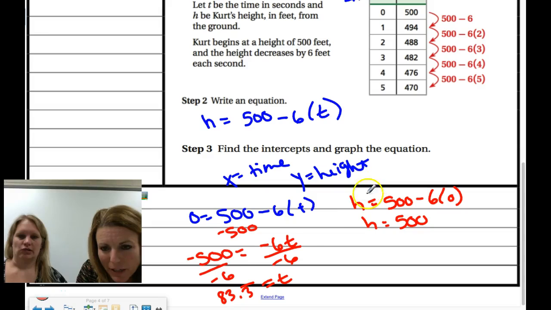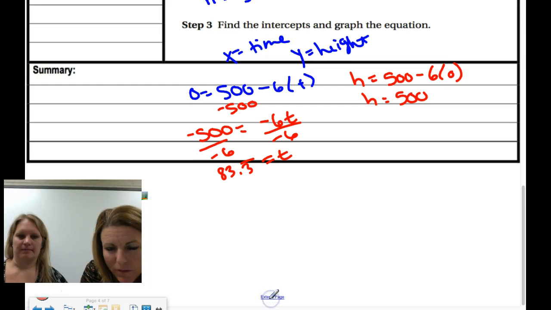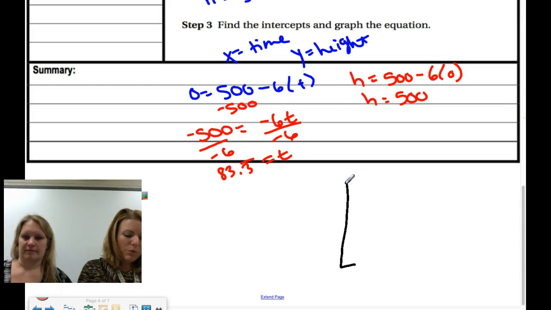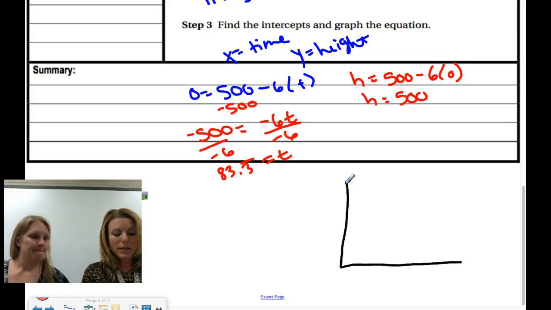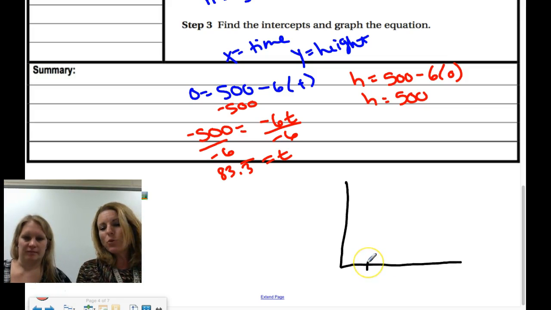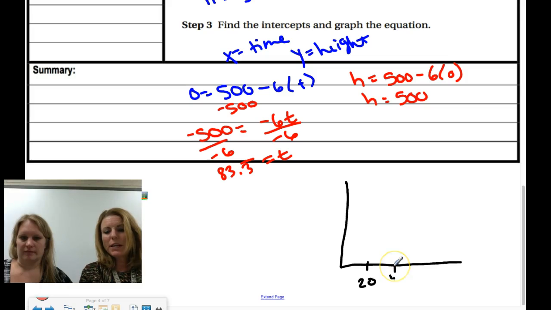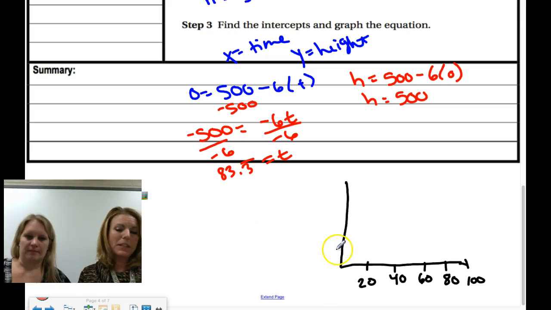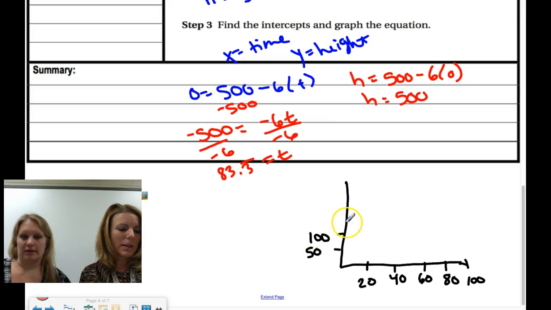Now we're going to draw a graph, and we're going to make this really quite easy. If we count up by 20s: 20, 40, 60, 80, and then 100. And then we're going to count up by 50s, or even 100 is fine.